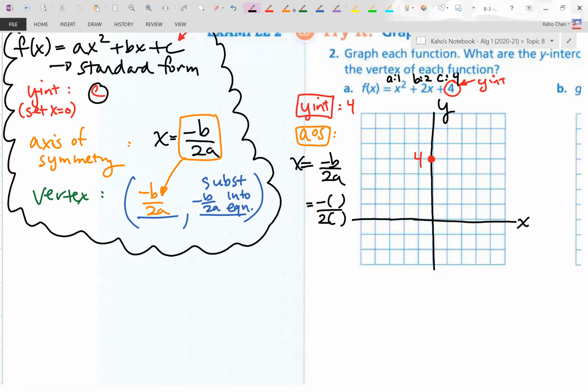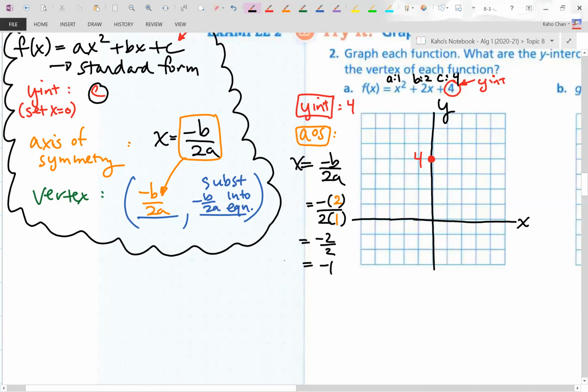So b in this case is 2, and... did I say 4? Whoops. I meant A. I put in C on accident. Sorry about that. A is 1. So negative 2 over 2 is negative 1. Very nice.